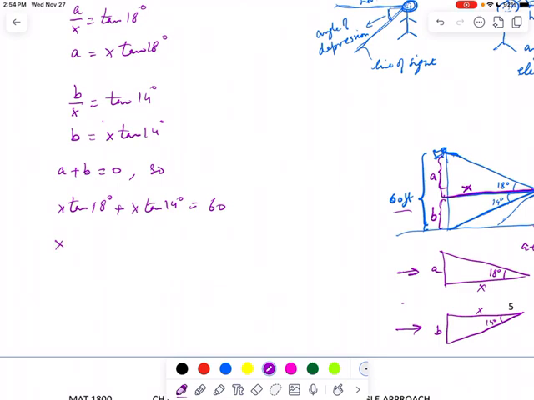So now we can factor out the x, and inside we have tangent of 18 plus tangent of 14 is equal to 60. So that x will be equal to 60 divided by tangent of 18 plus tangent of 14. So this will be our answer. Okay. So we will say the distance between the woman and the pole is this much.